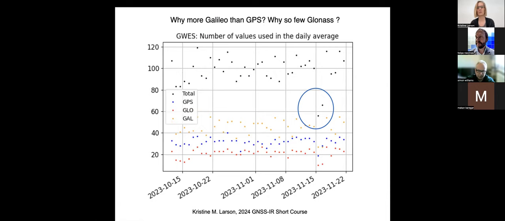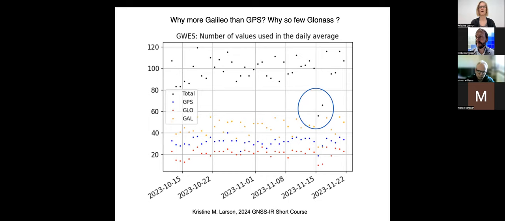In this case, the orangish is Galileo, red is GLONASS, GPS is blue, and black is the total. So there's well over 100 at this site every day, even with only a small azimuth range. And I did circle a place where that does seem to drop. And so that's a little warning. And one of the reasons why I make these plots is so that you can kind of learn what your data set is doing.